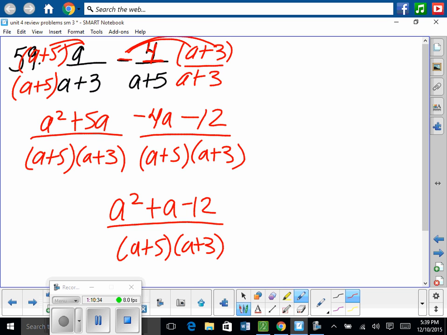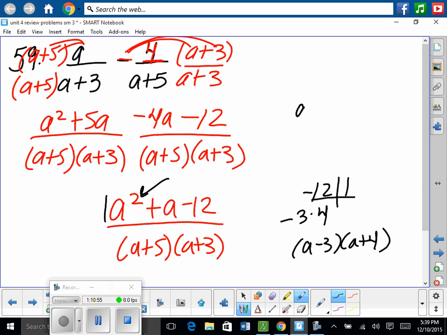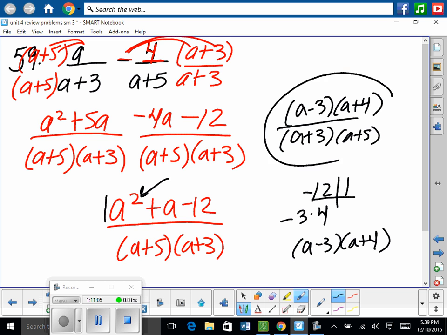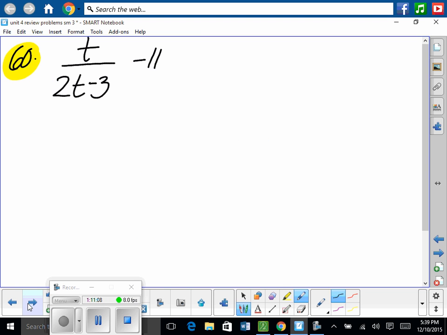Now we would probably want to make sure that this doesn't simplify. So I would do, okay, this is quadratic. What multiplies to be negative 12 and adds up to be 1? 4 times negative 3. And it quick factors, because our a value is 1. So the top factors to be a minus 3 times a plus 4. And so on top we have a minus 3, we have a plus 4, and on bottom we have a plus 3, we have a plus 5. So nothing divides out, so that would be our final answer. The reason I factored that one was just to make sure nothing simplified.